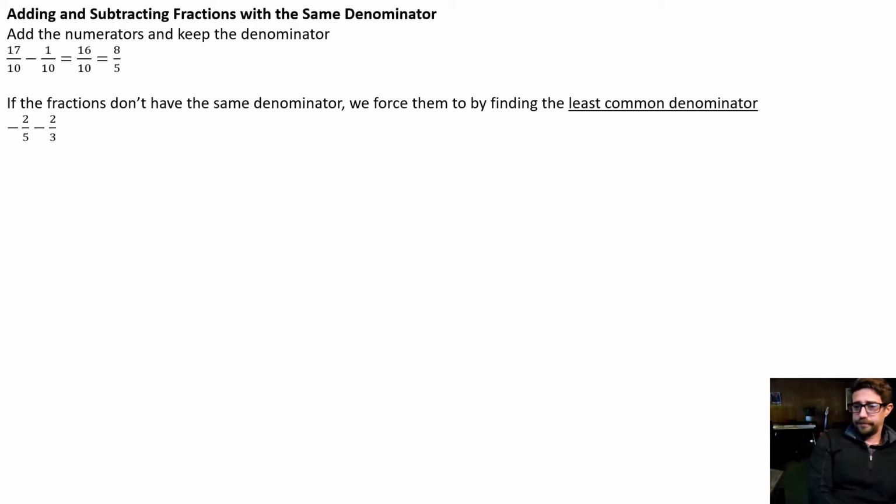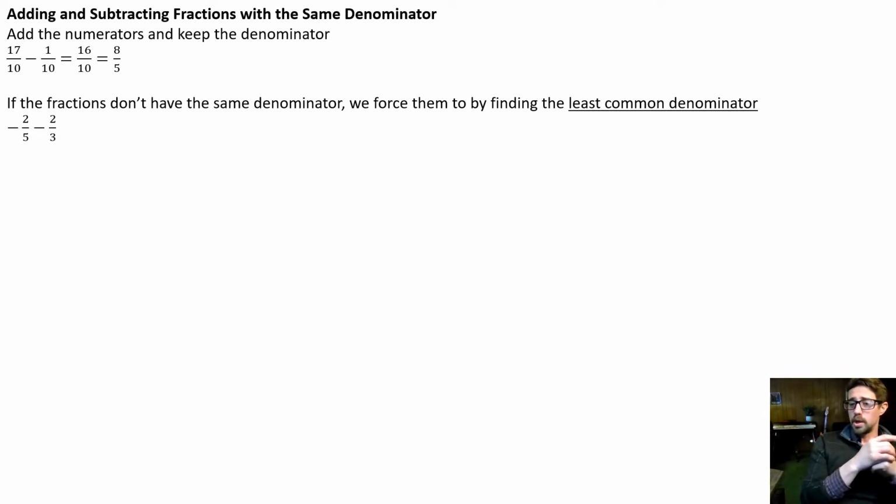For example, negative 2 fifths minus 2 thirds. We have a couple things going on here because we have to find a common denominator, and also, we're at a negative number and then we're moving backwards, right? We're moving away from 0 on the number line. So you might want to picture we're here at negative 2 fifths and then we're going back even farther, another 2 thirds. So the answer is going to be even more negative.